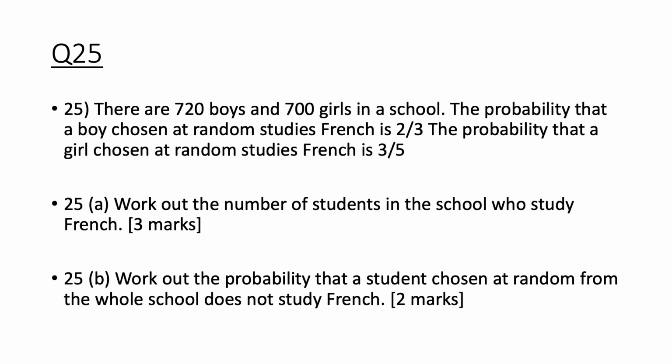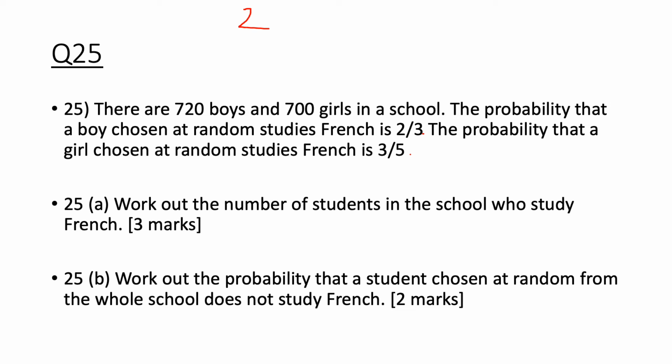Okay. Right, guys, question 25. There are 720 boys and 700 girls in the school. The probability that a boy chosen at random studies French is 2/3. And the probability that a girl studies French is 3/5. Work out the number of students in the school who study French.